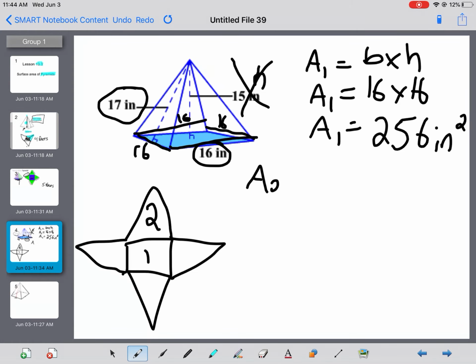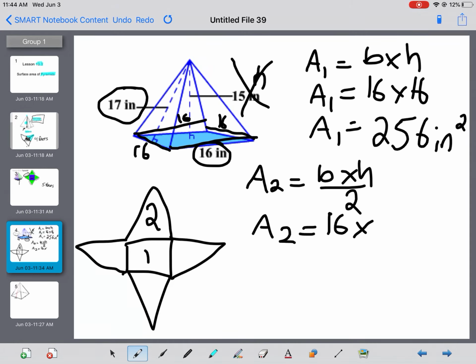Because it's a triangle, I know that my formula is base times height divided by 2. Then I get the base times the height. Well, my base is 16, and now remember, this is why I taught you about the slant height. I want to use the slant height because that slant height is the real height of the triangle I'm working with, not the pyramid. The pyramid height is this inside one, the 15 inches. So I'm going to do 16 times 17 divided by 2. And then I get that area 2 is 16 times 17, and then I divide by 2, is 136.